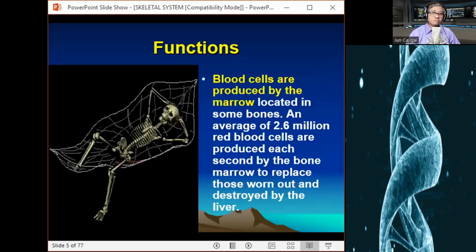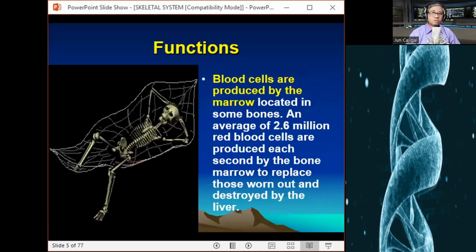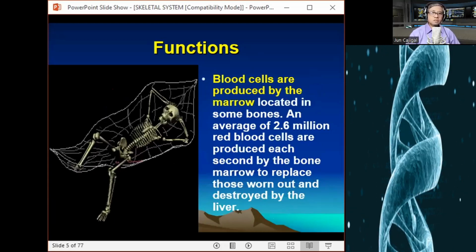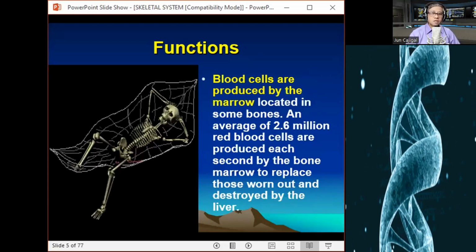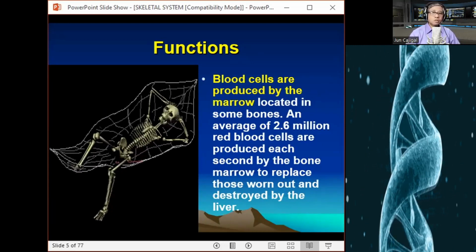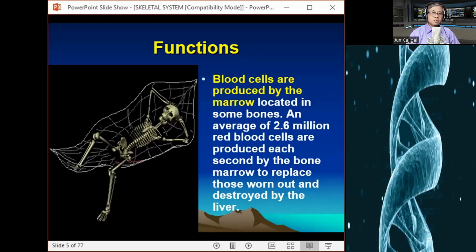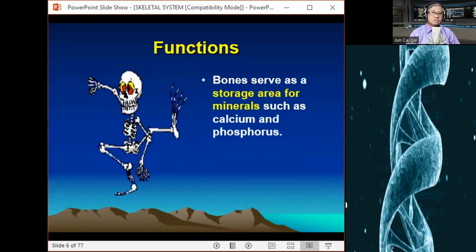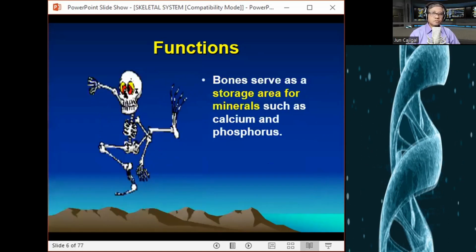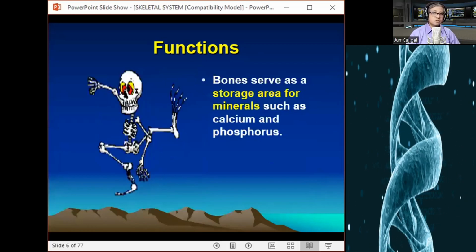Also, our skeletal system produces blood cells. Blood cells are produced by the red bone marrow located in some bones. An average of about 2.6 million red blood cells are produced each second by the red bone marrow in order to replace those worn out and destroyed by the liver. And lastly, our skeletal system serves as a storage area for minerals such as calcium and phosphorus. So those are the different functions of the skeletal system.